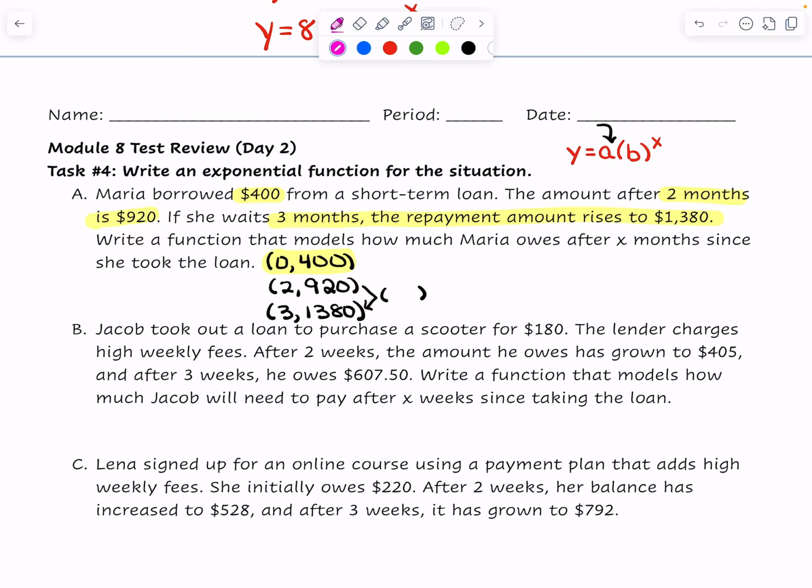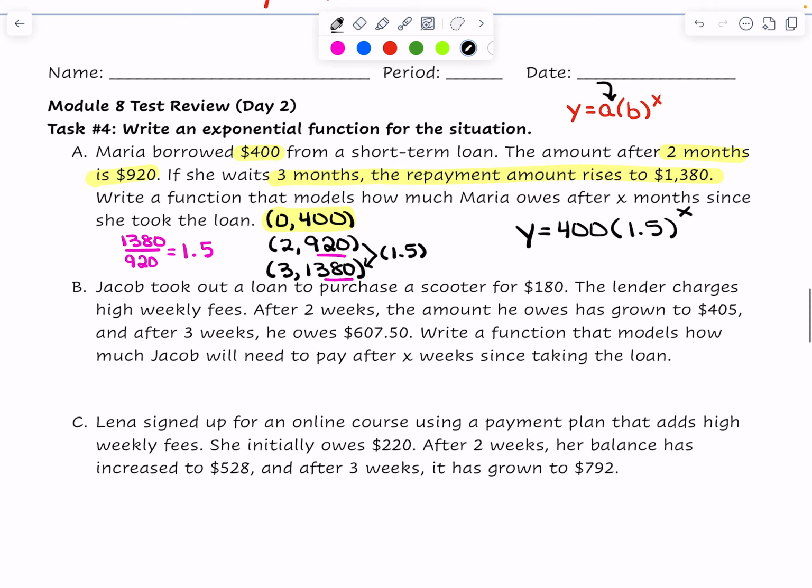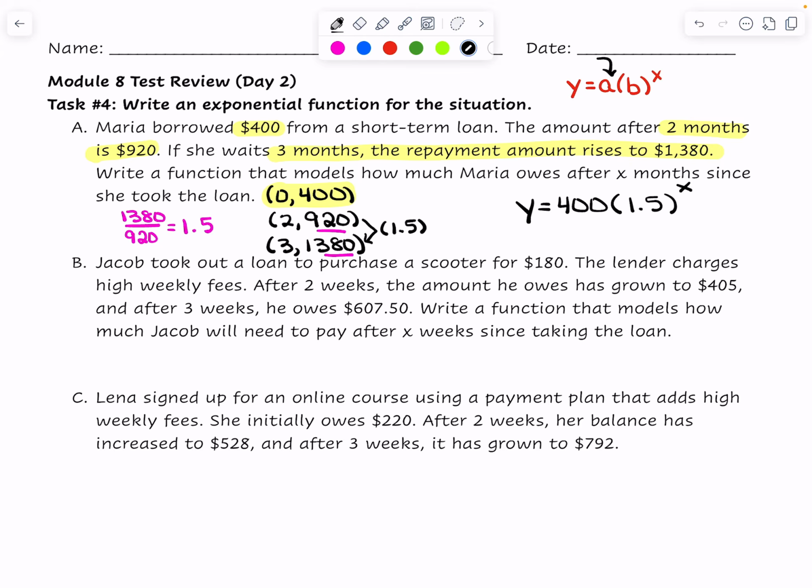To find that value, we divide 1,380 by the previous y value, by 920. So you always take any y value and divide it by the previous one. That's going to give me 1.5. So what did they multiply by? 1.5. That's our b value. So when I write my equation, I have y equals the initial value of 400 times our b, which is our common ratio, 1.5, to the power of x, because we don't know how many months she's going to keep that loan. All right, let's go on to the next one.